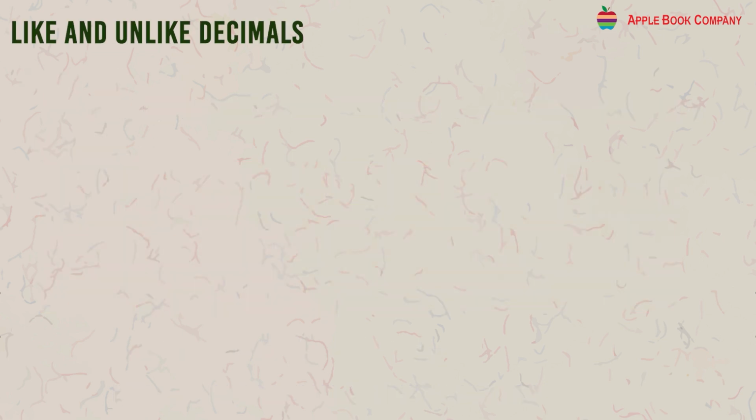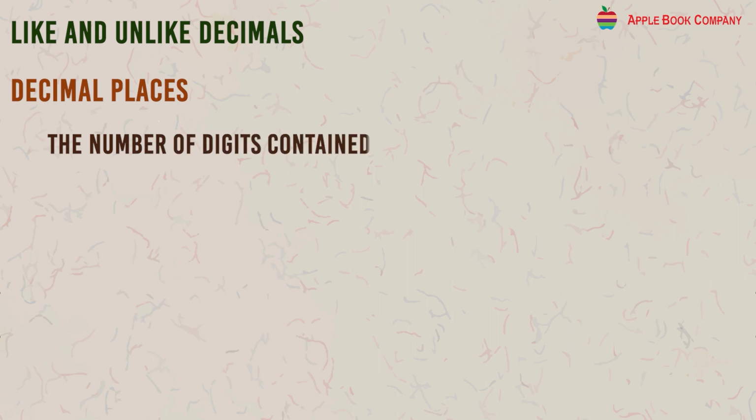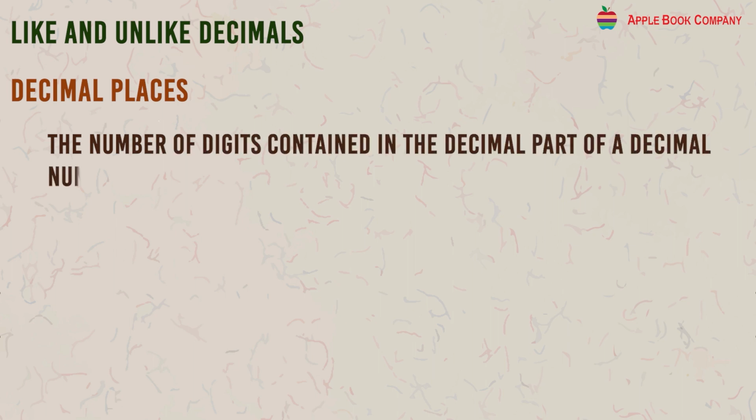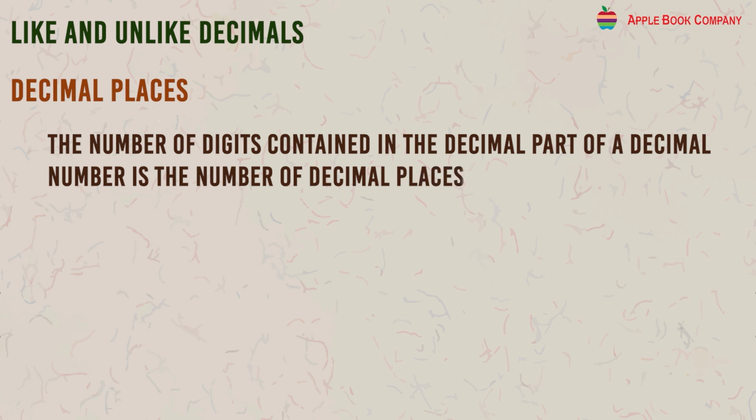Like and unlike decimals. Decimal places. The number of digits contained in the decimal part of a decimal number is the number of decimal places in it. For example, the number 9.23 has 2 decimal places and 92.036 has 3 decimal places.